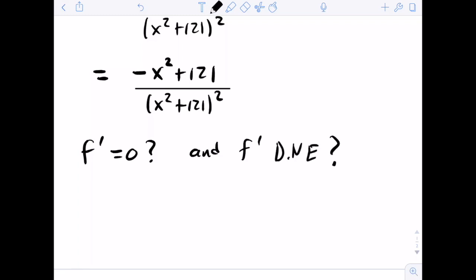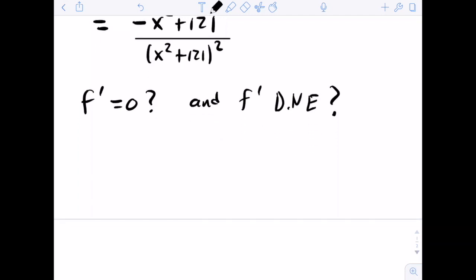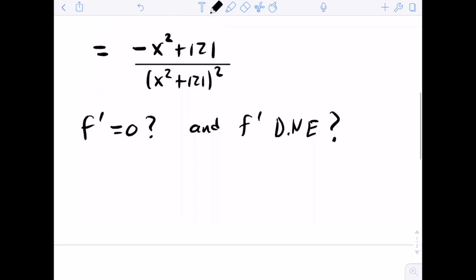Okay, so where does f prime equal 0 and where does it not exist? So from class, remember, if we take a look at the denominator first, if the derivative isn't going to exist, there's going to be some issue with the denominator. And in particular, it's when the denominator equals 0.